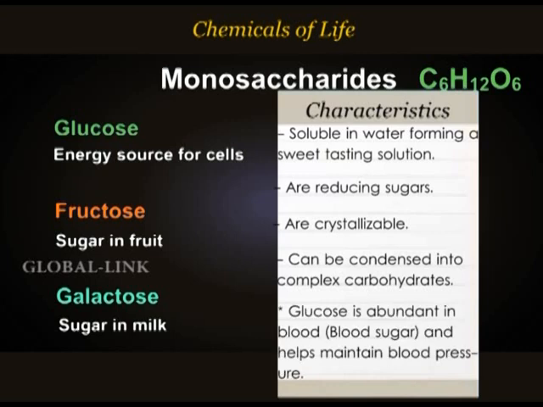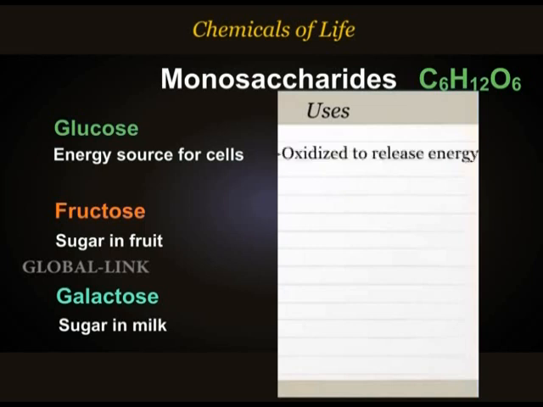Glucose is abundant in blood and helps to maintain blood pressure. It is what we call blood sugar. Monosaccharides are oxidized during respiration to release energy. Glucose is the respiratory substrate, and all others have to be first converted to glucose to undergo oxidation. They can be condensed into polysaccharides for storage.